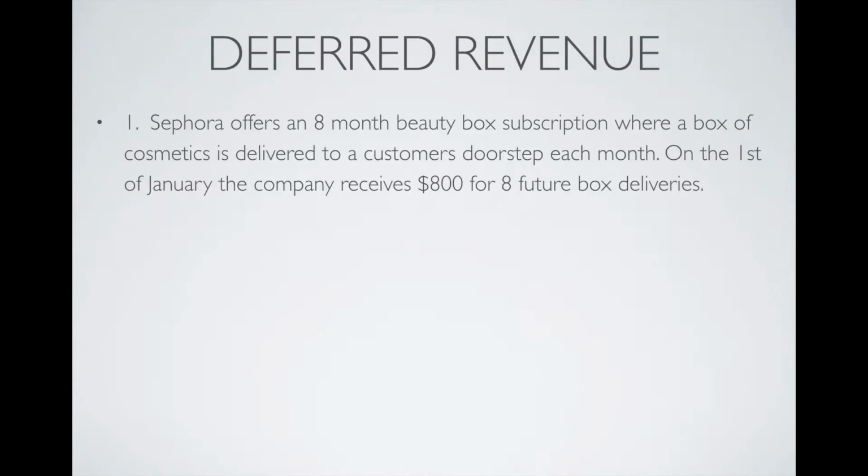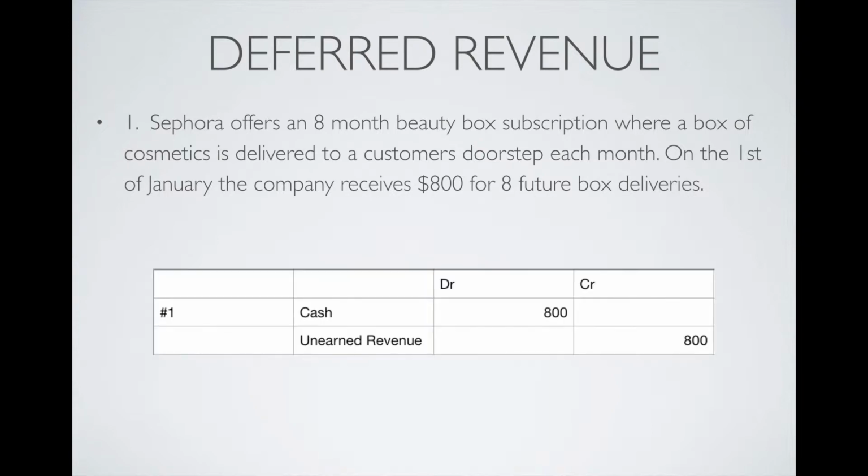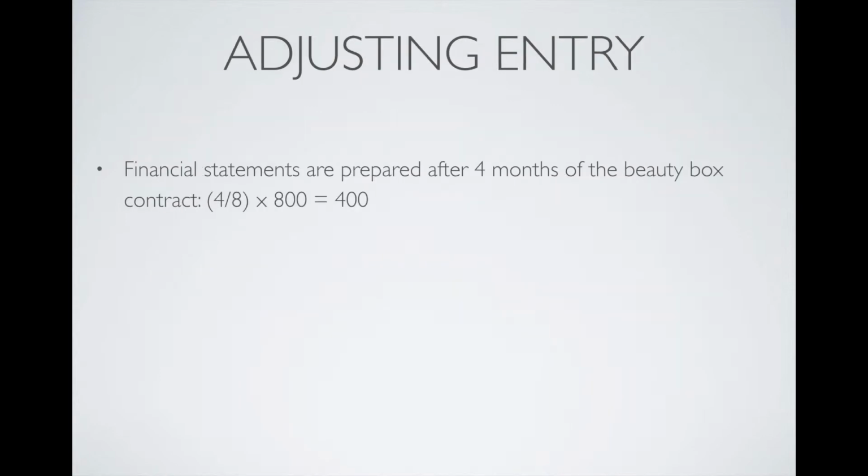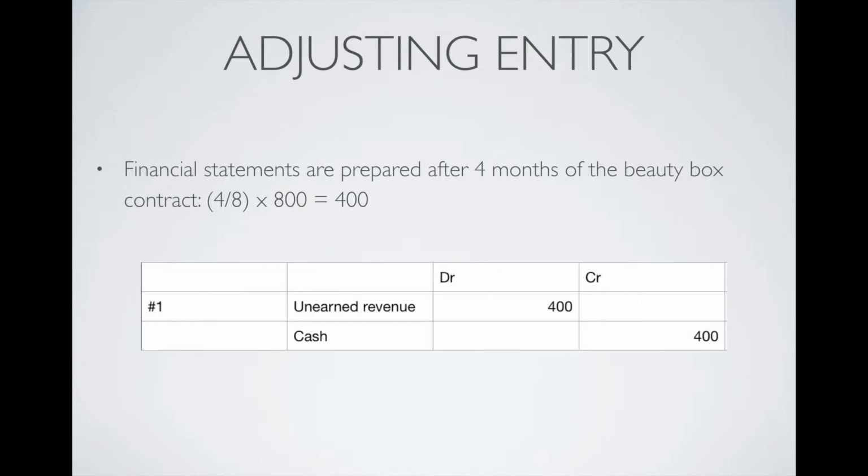For example, Sephora offers an 8-month subscription to beauty products for $800 upfront. In this scenario, we would debit $800 to cash and credit $800 to unearned revenue. Now, after 4 months, we want our financial statements, and only half of the service has been performed. Therefore, we would debit unearned revenue $400 and credit cash $400.